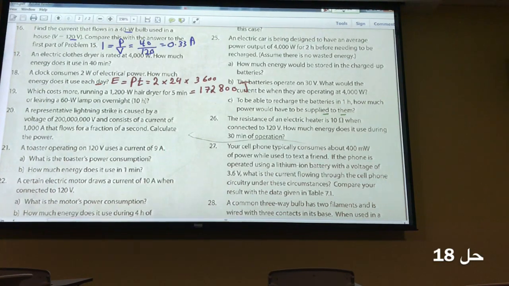If we want it in kilowatt hour, what should we do? Divide by 3,600,000.